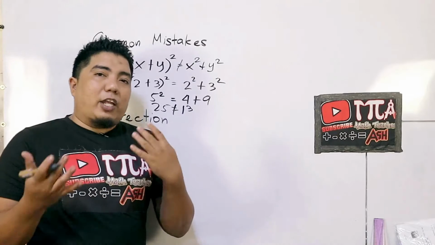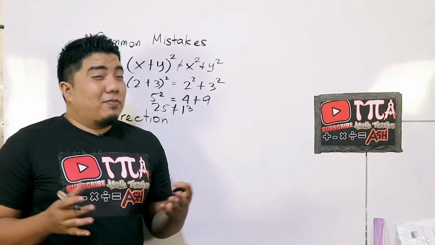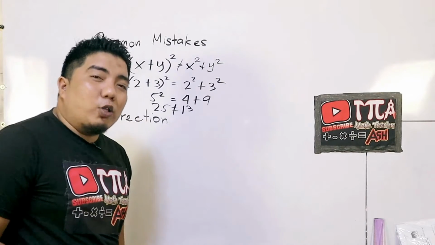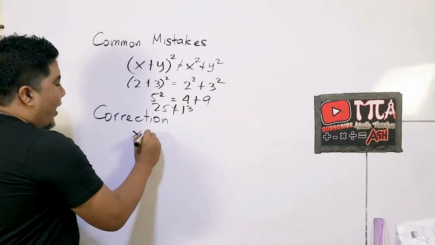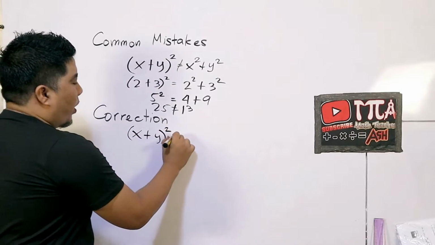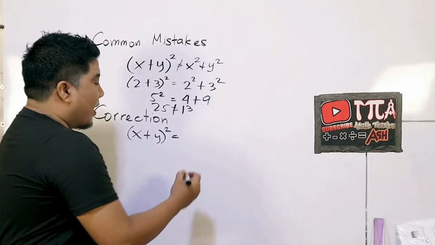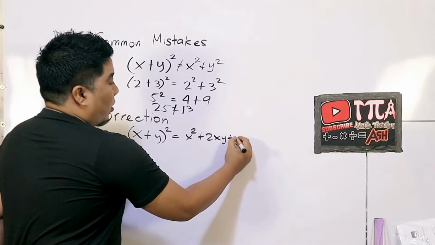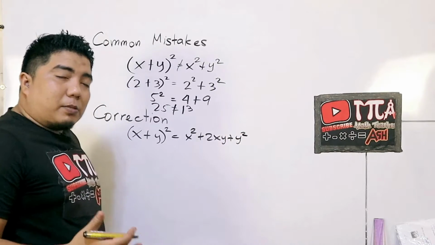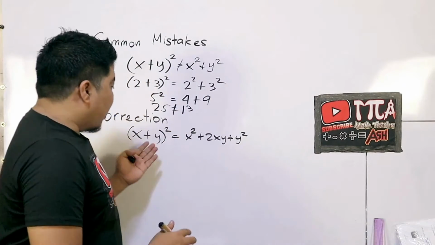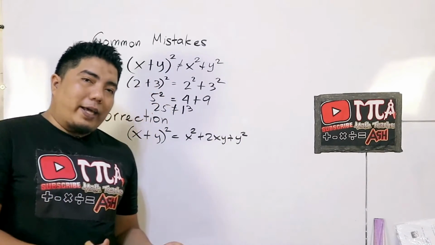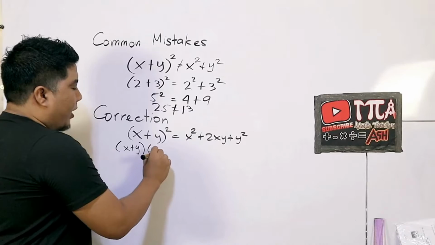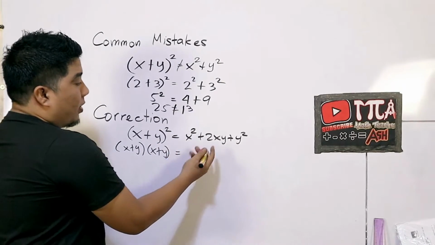And 25 and 13 are not equal. So, basically, this kind of idea, this kind of understanding is wrong. Alright. Now, how do we correct this one? If you have x plus y, or the quantity x plus y squared, if you want to expand that, that is basically x squared plus 2xy plus y squared. This is by the use of the FOIL method. When you expand this one, that means x plus y times x plus y. So this will be the result.